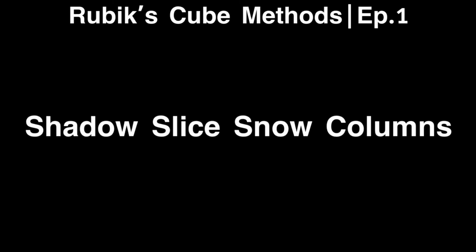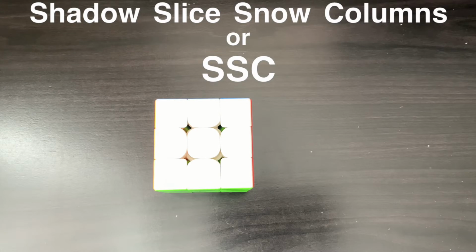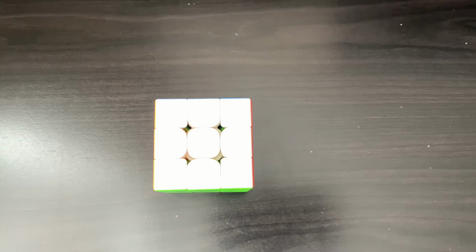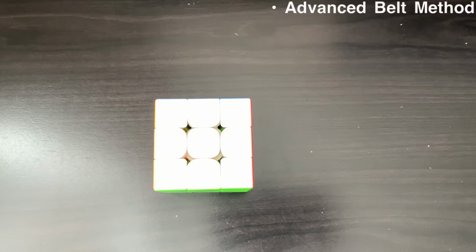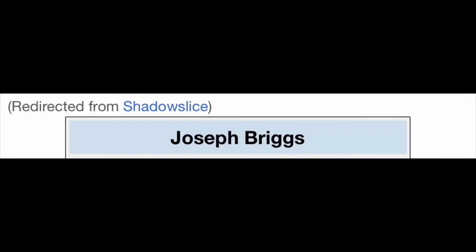Rubik's Cube Methods Episode 1, Shadow Sliced Snow Columns. Shadow Sliced Snow Columns, or SSC for short, has been described as an orient first method, an improved version of the human Fisselfway algorithm, an advanced belt method, and a columns first method. This method was proposed by Joseph Briggs and Julian Adam in 2015.